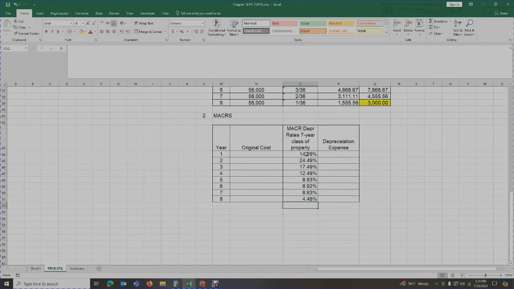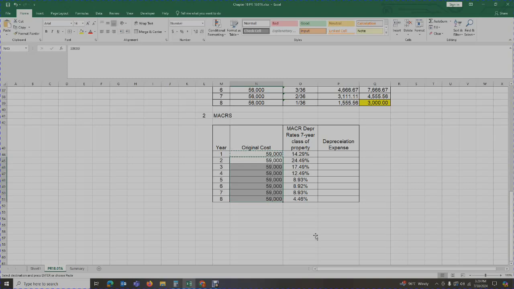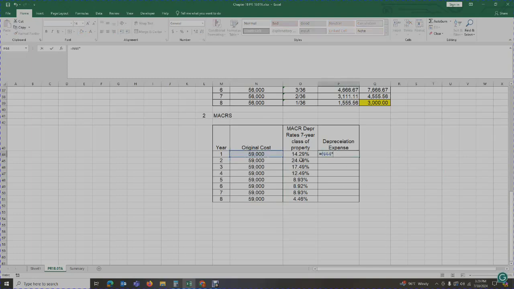Now that I've copied and pasted my rates from the figure, I can go ahead and bring in the cost. Remember, when we are using the MACRS system, we do not take into account the salvage value, only the original cost. The original cost of this equipment is $59,000. I'm going to copy and paste that over. Now what we're going to do is simply multiply the original cost times the rate, and that will give you the amount of depreciation per year.